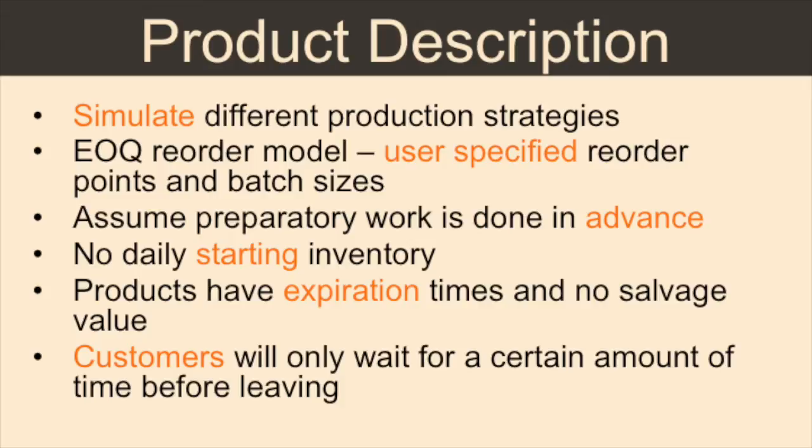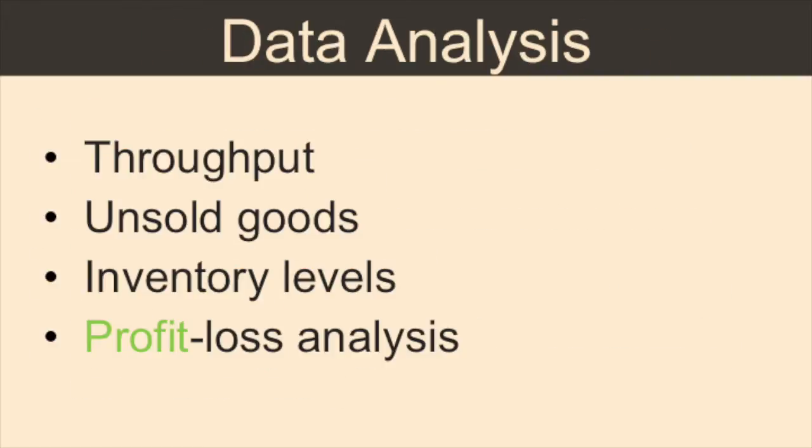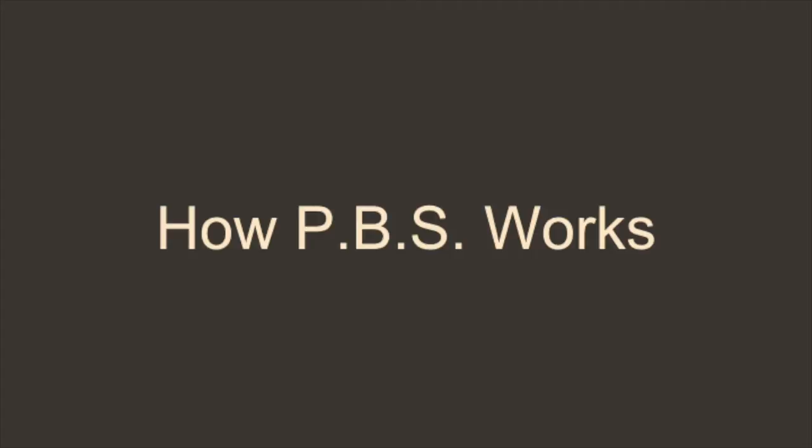Products have no salvage value, and all have a certain expiration time, at which they can no longer be sold. A customer is defined as a person who enters the store to purchase a quantity of one particular product. After arriving at the bakery, the customer will leave without purchasing if their desired product is not available after a certain amount of time. Plan.Bake.Sell tracks several important metrics, including throughput, unsold goods, inventory levels, and profit loss analysis. Now, I will take you through how the Plan.Bake.Sell simulation works.